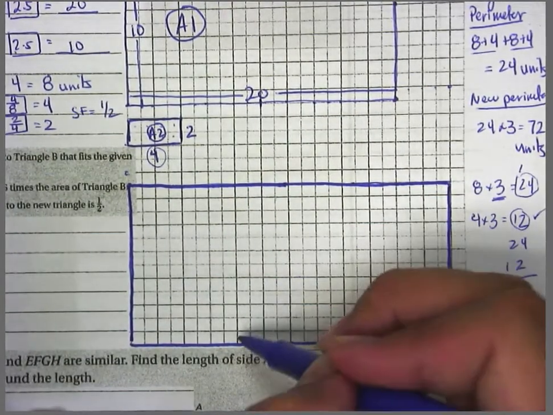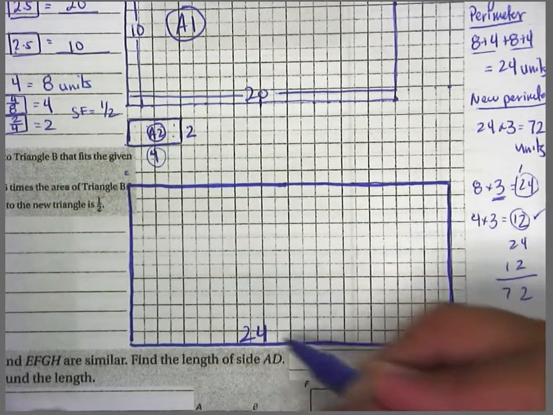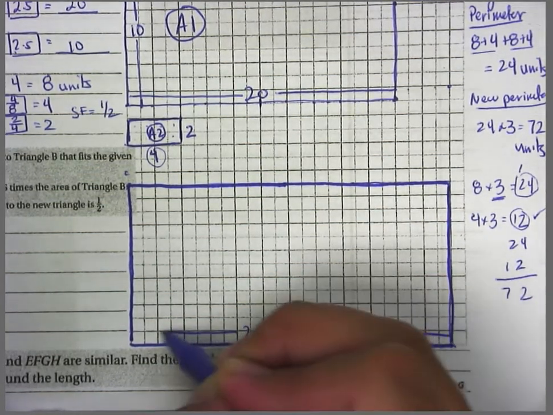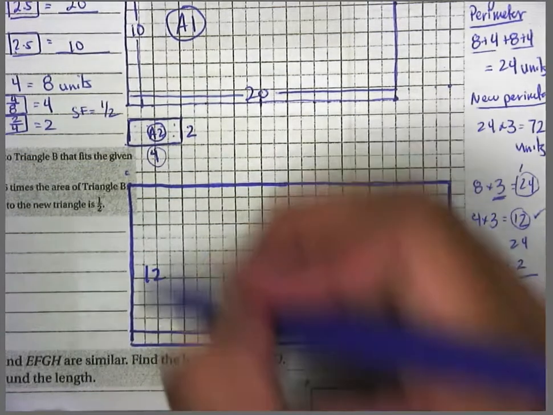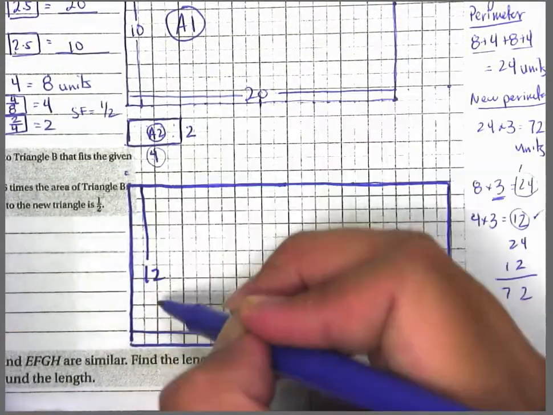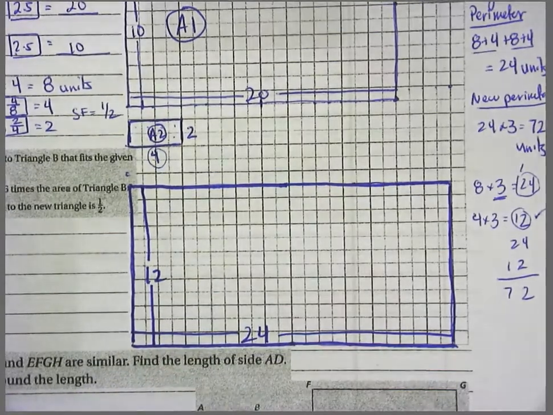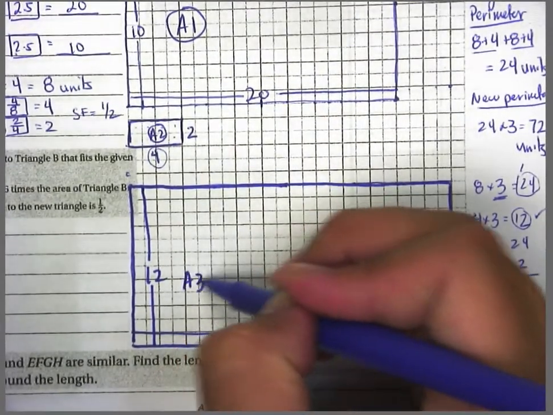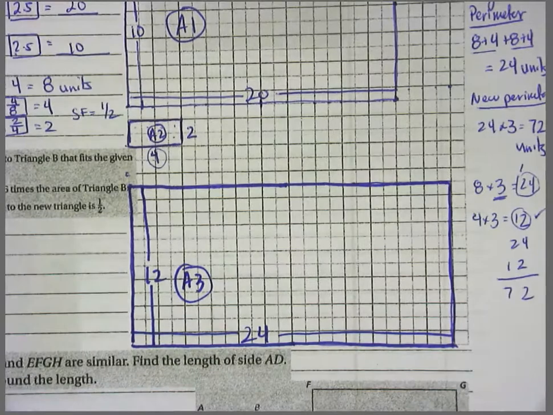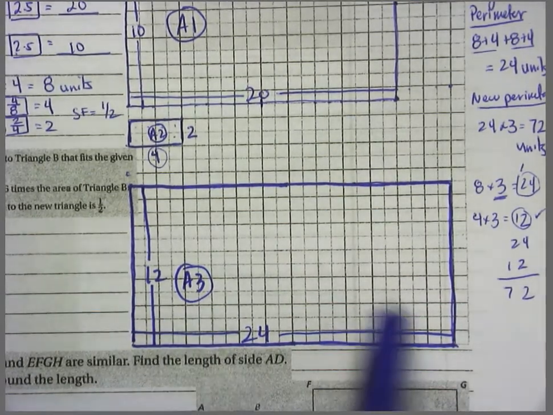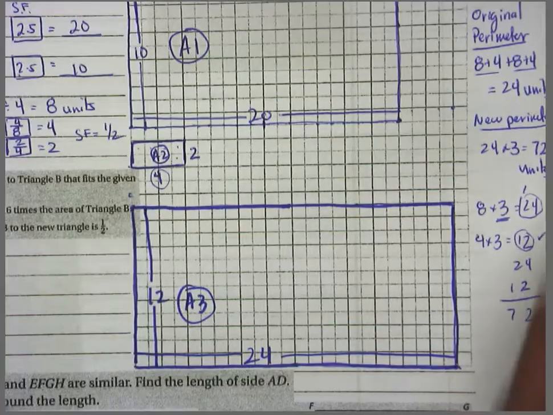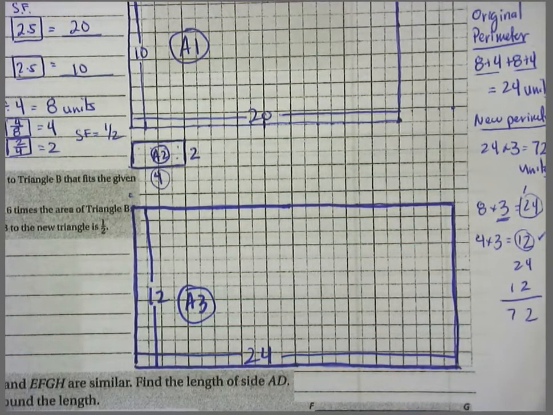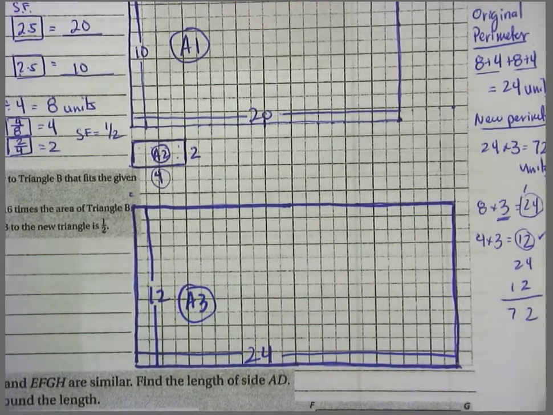So this one is 24 from there to there, and this one is going to be 12 from there to there. It's going to be A3. Okay, so 24, 24, 12, and 12 all together make 72. All right.